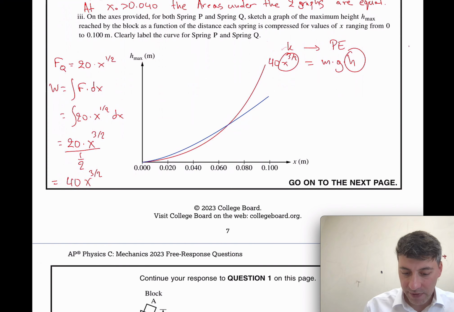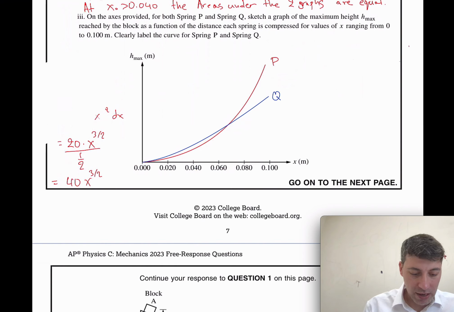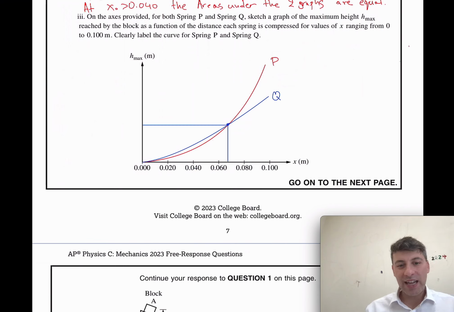So we have the spring P and the spring Q and the relationship for the height that they can provide for certain displacements. And this agrees with the conclusion that we had on part B2, that for a certain distance, greater than 0.4, the compression on the two springs will result in the same height.